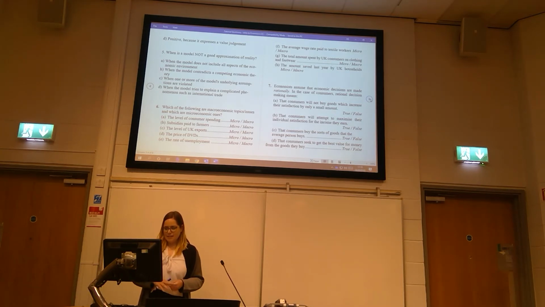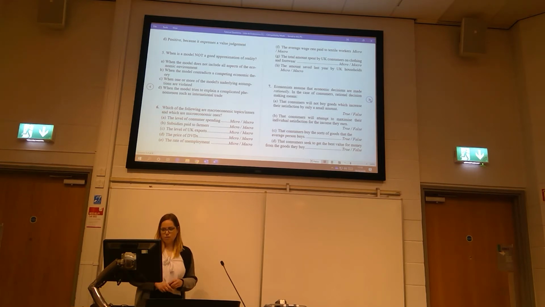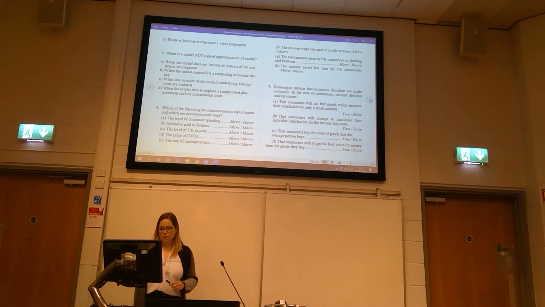Second statement is, in the case of consumers, rational decision-making means that consumers will attempt to maximize their individual satisfactions for the income they earn. This statement is true because the consumers are after maximizing their satisfactions for the amount of money they have. Next statement is, in the case of consumers, rational decision-making means that consumers buy the sorts of goods that the average person buys. This statement is false.